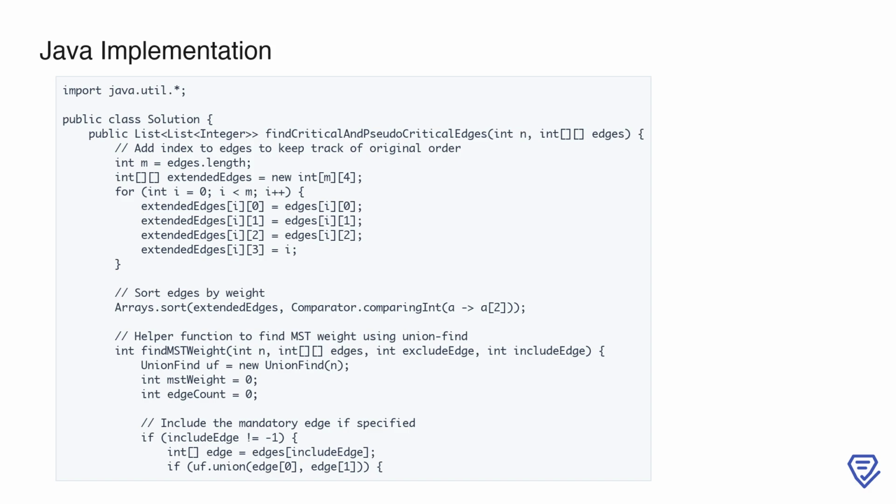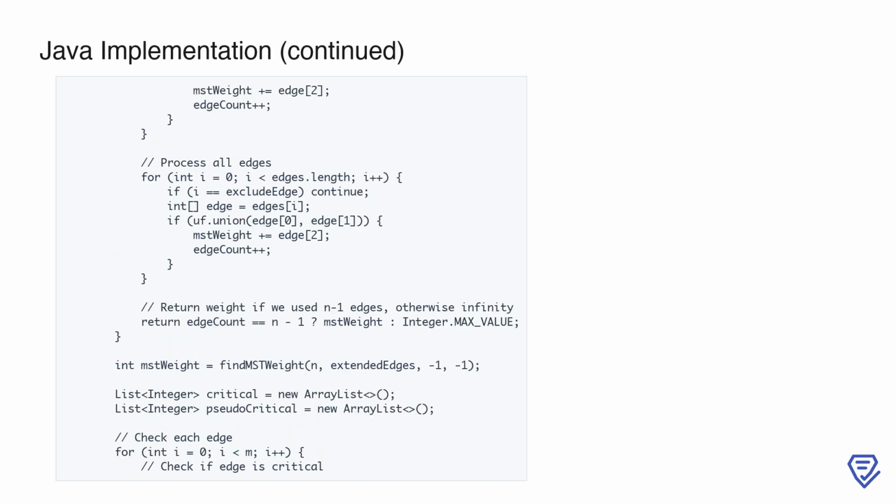Next, we sort the edges based on their weights using Java's built-in Arrays.sort method with a custom comparator. Sorting by weight is crucial because it ensures we can process edges in the order required for building a minimum spanning tree, or MST. Following this, we define a helper function findMSTWeight to calculate the weight of the MST, allowing us to optionally exclude or include specific edges during the computation. This helper function uses the union find data structure to efficiently manage connected components of the graph.